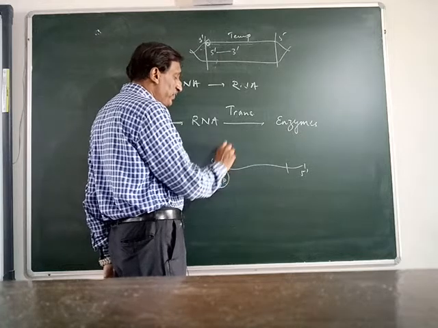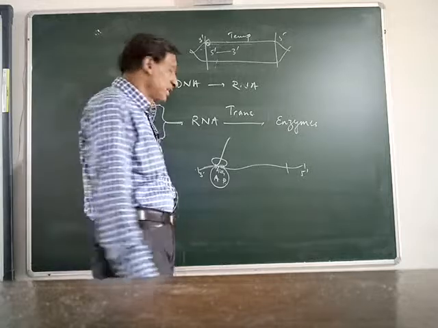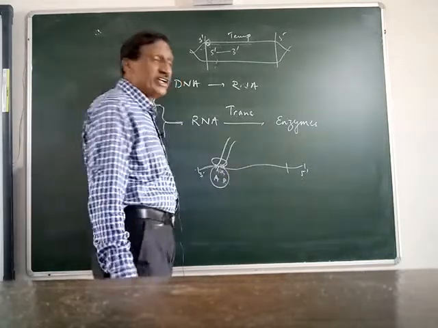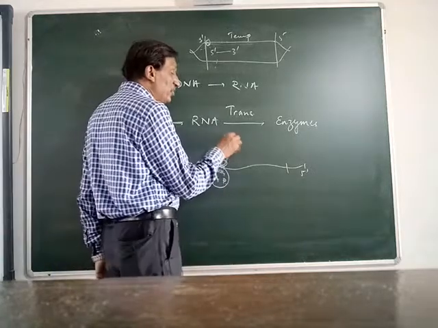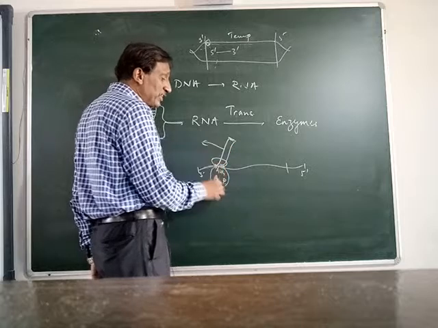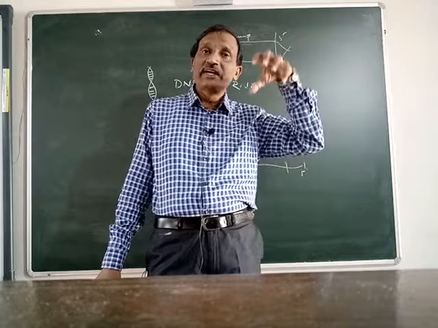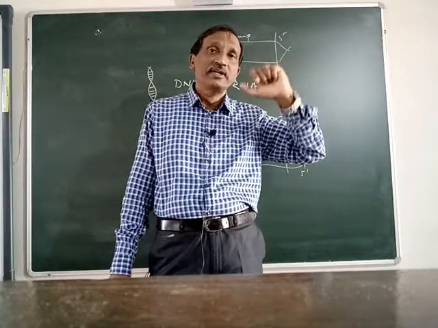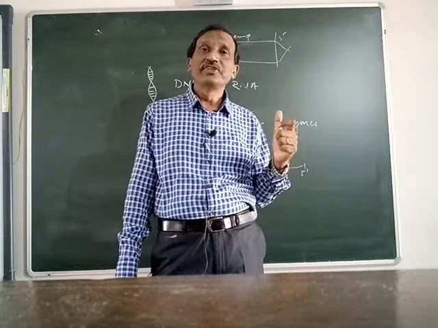At the A site, the first tRNA with the amino acid will come, and then at the P site also the tRNA with the amino acid will come there, and the bond will take place between them, and as soon as the bond has taken place, it will go. So the coming of the small and large segments of the ribosome and their attachment on the mRNA is called initiation.